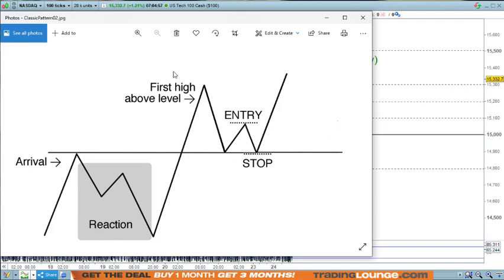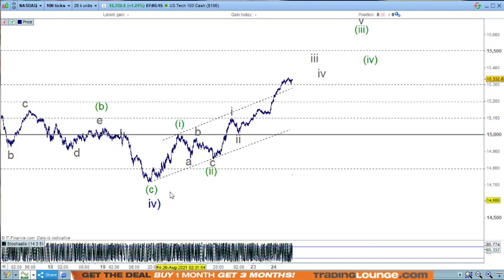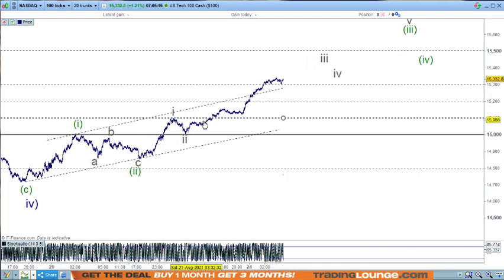But this is the pattern that occurred at the level here. So the arrival, the reaction, the first high above the level, it sat squarely here. So you go long above here. You could have gone long a bit earlier than that as well, but yeah, you get the picture for that.